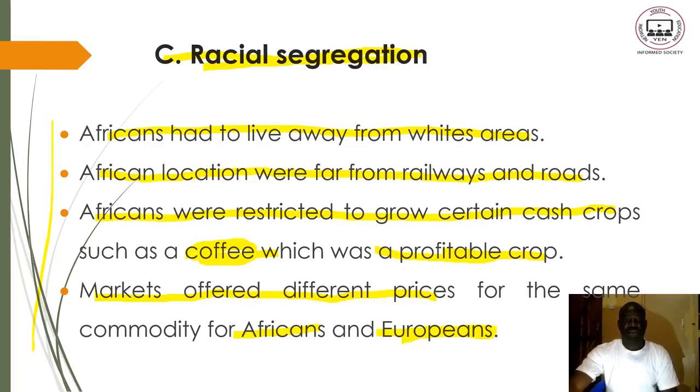Maybe they have produced maybe the same crops. Now to the marketplace, you find that the price for the Africans for the same commodity, the same quality, is different from the price for the Europeans. So those were segregation, it was called racial segregation, that these others do this and not Africans. So Africans were not happy with that. Hence, they developed the nationalist ideas to say, what if we become independent and claim Kenya for the Kenyans?